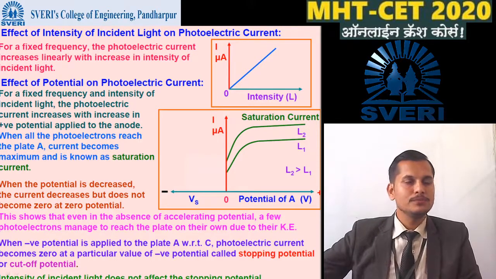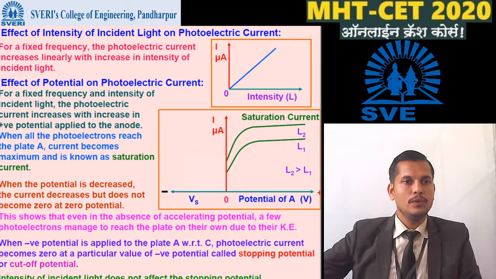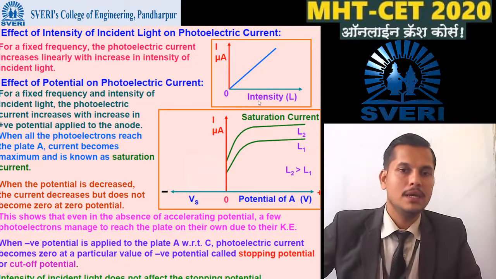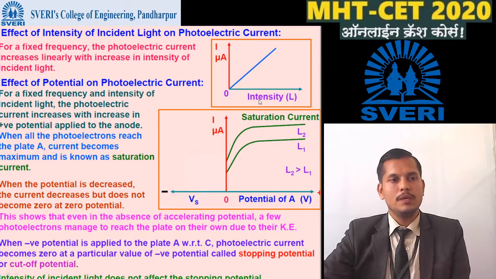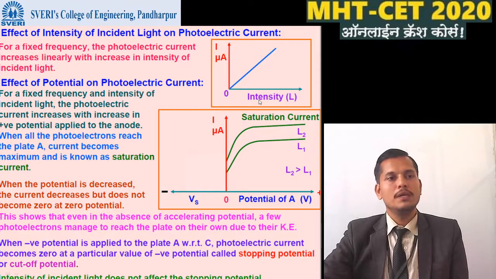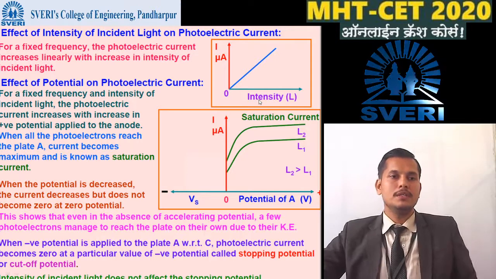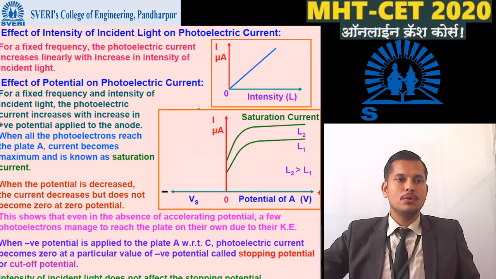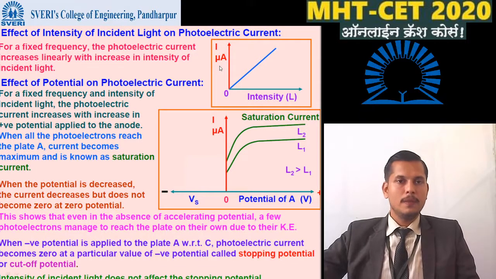So let us discuss. For a fixed frequency, the photoelectric current increases linearly with increase in intensity of incident light. So here we are getting the photoelectric current and intensity on the x-axis. For a fixed frequency, we are keeping frequency constant. The photoelectric current, which we are observing in the graph, increases linearly with increase in intensity of light. So as intensity increases, this photoelectric current also increases. Of course, we are keeping frequency fixed.